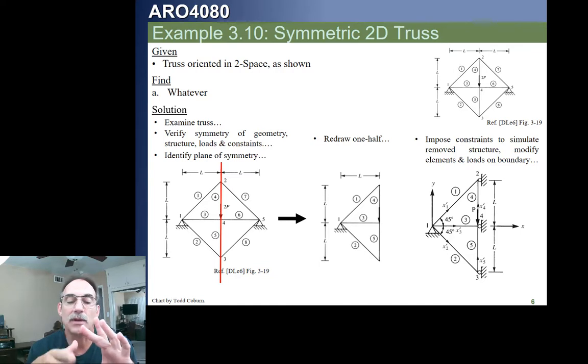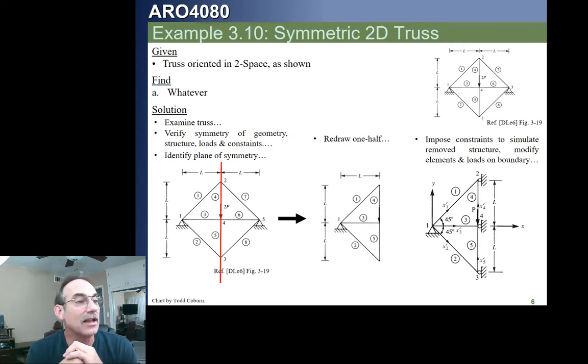For this reason, we can replace all this structure up here at this interface with a roller support, allowing the structure to move up and down, but not into the wall, into the other part of the structure. Same thing at node 2. We see the same thing at node 4. We can put a roller support there, and at node 3 down below.